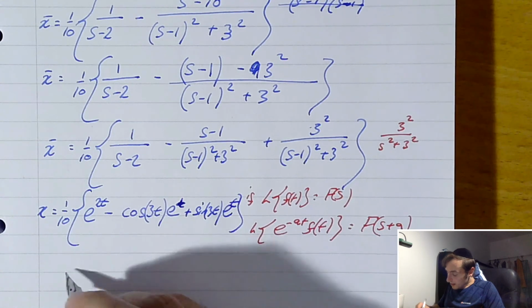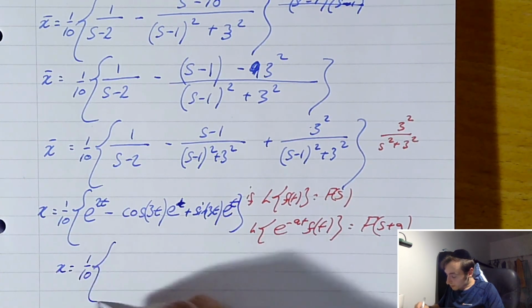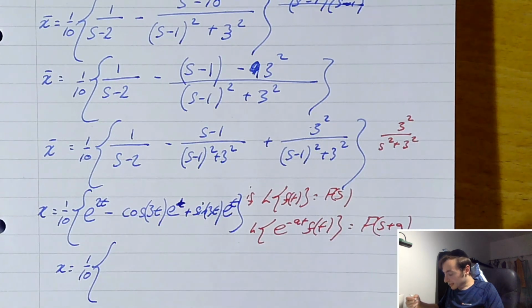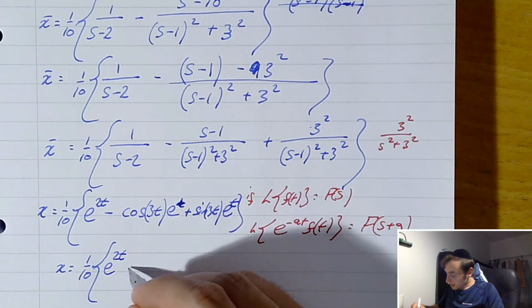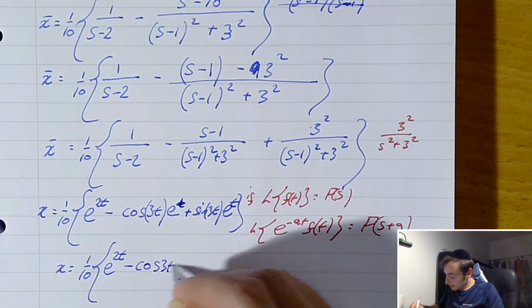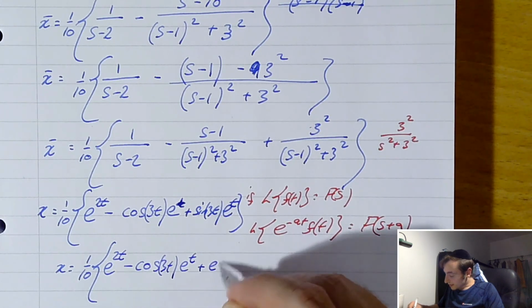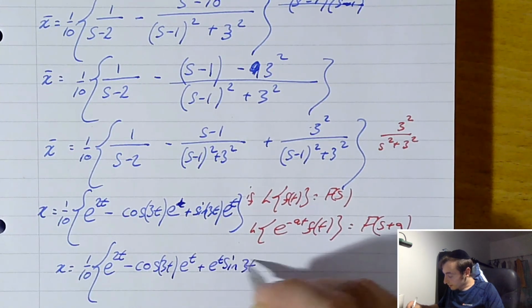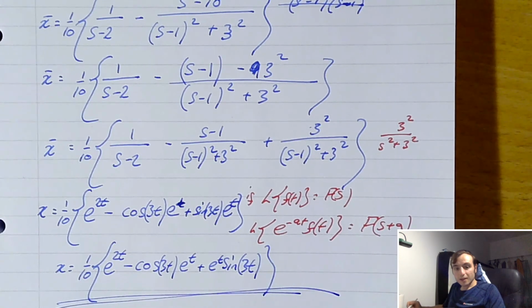So tidying this up, we can say now that x equals 1/10 of, it's always good to go in ascending powers of t, but we'll just do e to the 2t minus cosine 3t e to the t plus e to the t sine 3t. And that's our final answer.